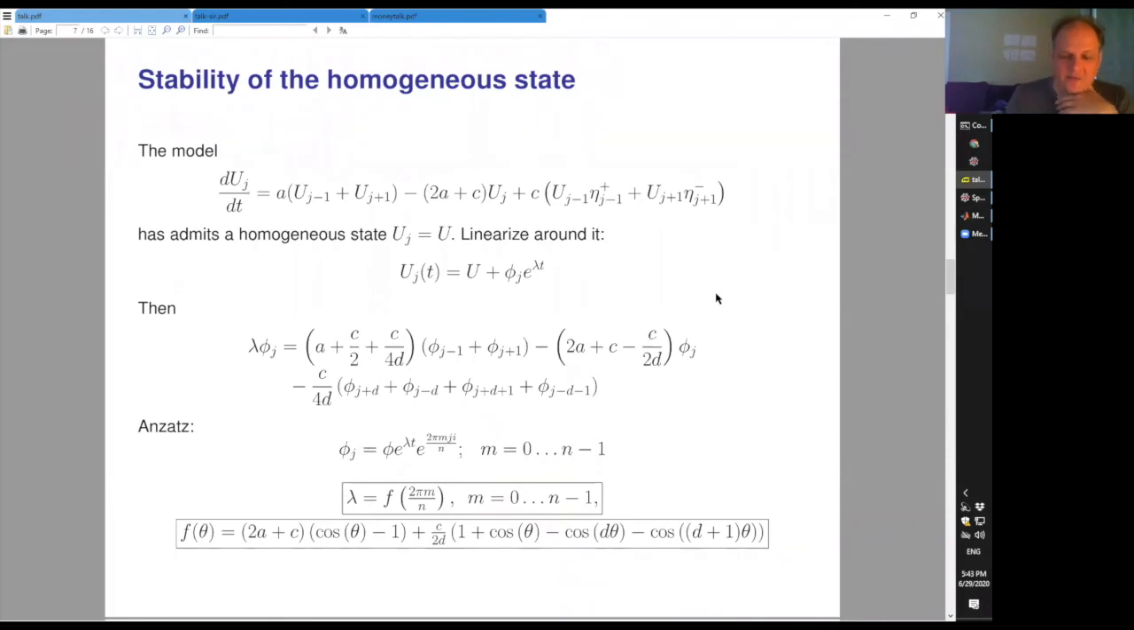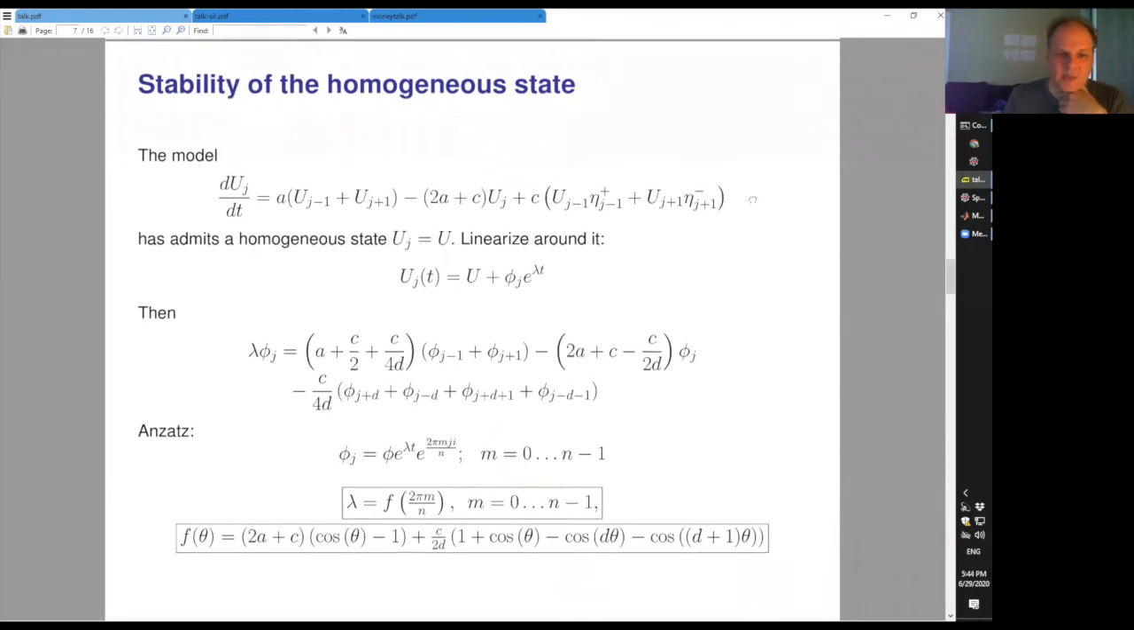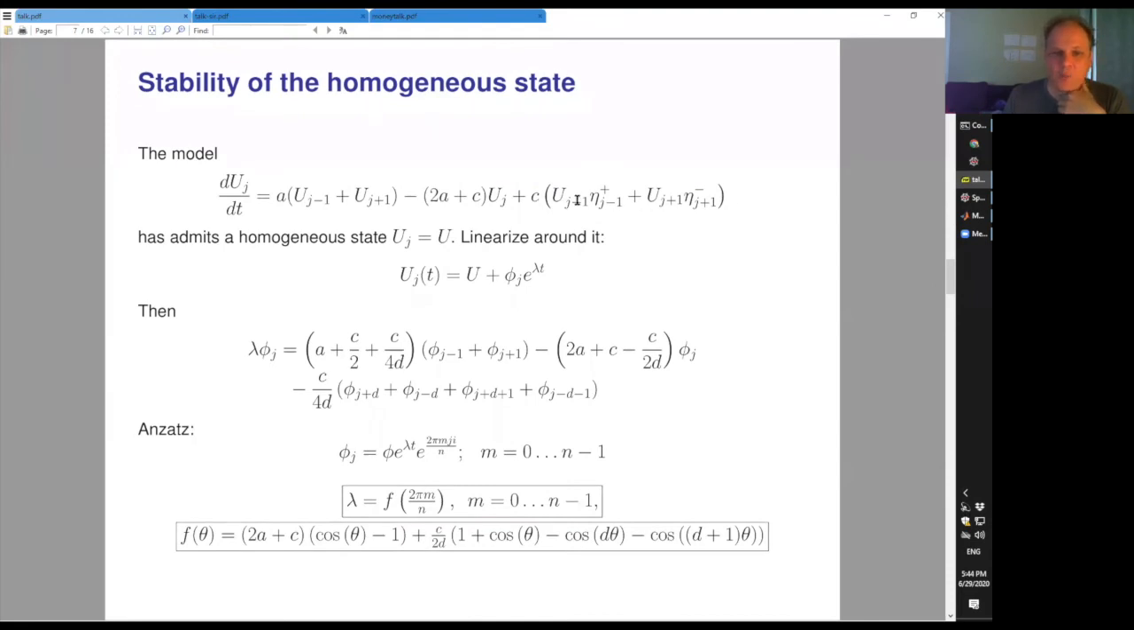Now let's have a look at this system. The first thing we can do is, well, we know that there is a homogeneous steady state. If all the UJs are equal to U, then the right-hand side is going to give you 0, because these weights add up to just 1. So you're going to get C times U here with a plus sign, and then a minus C times U with a negative sign. Everything works out. So that's just a homogeneous steady state, a solution of this ODE.